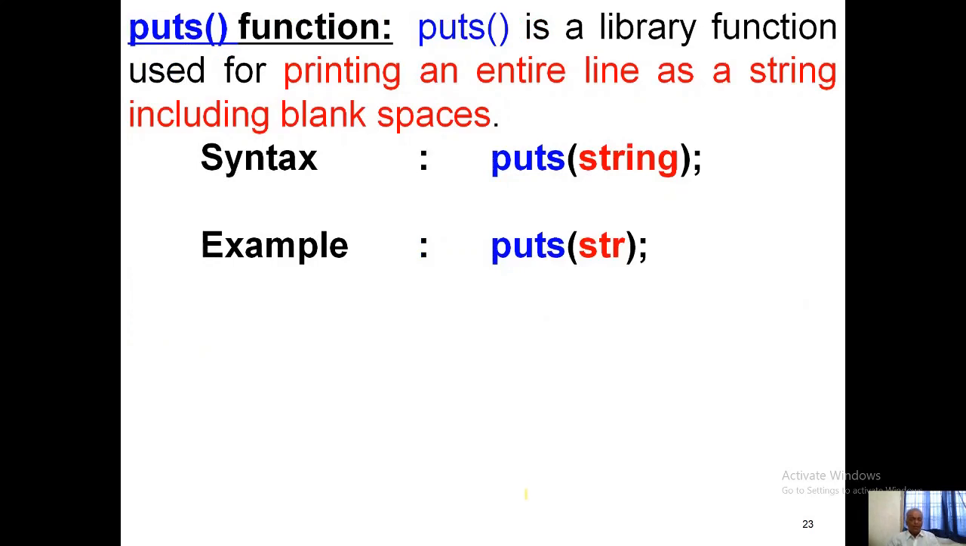puts is another library function for printing an entire line as a string, including blank spaces. Similar to gets for reading, puts is for printing. puts(string).